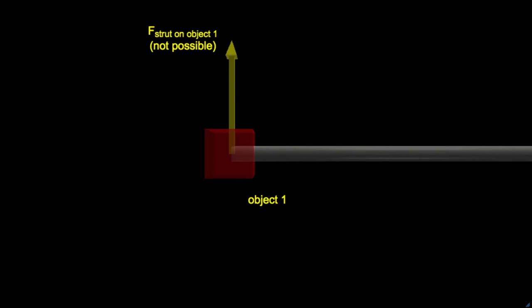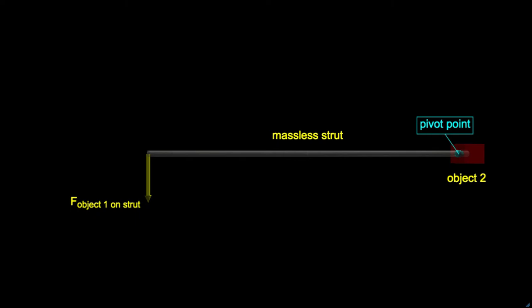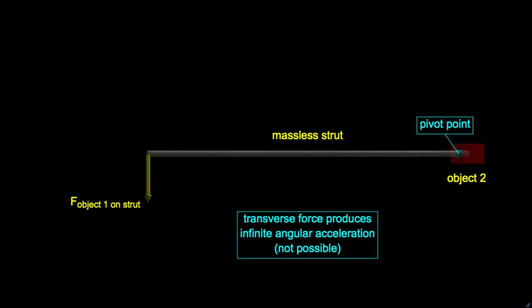A strut cannot do this, and here's why. By Newton's third law, when the strut exerts a force on the object, the object exerts an equal but opposite force on the strut. So consider the torque due to this force about a pivot point located at the second object. This torque is non-zero if the force is transverse. But the strut is massless, so it has zero moment of inertia. That would imply an infinite angular acceleration for the strut. Since this is not physically reasonable, we conclude that the strut can only exert longitudinal forces on the objects that it connects.